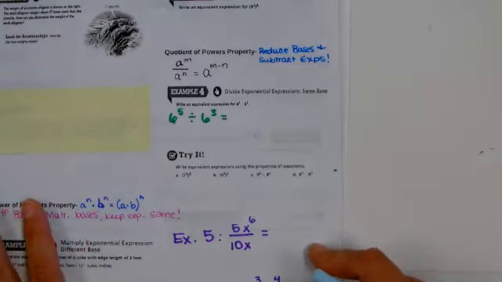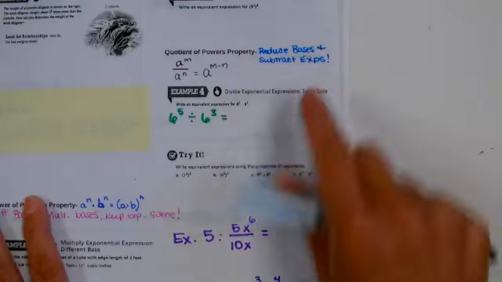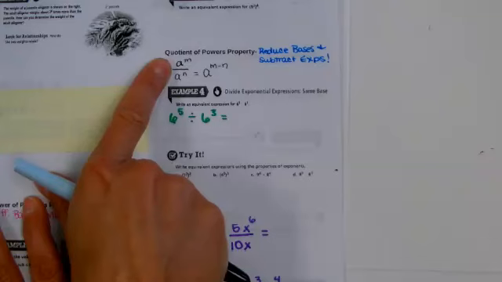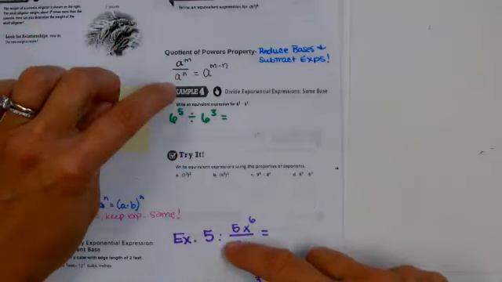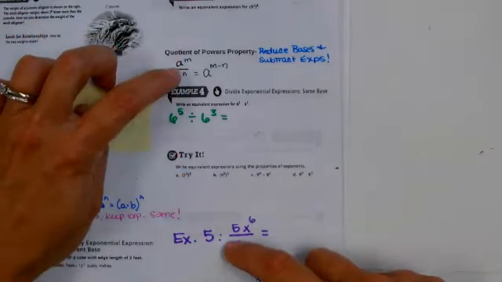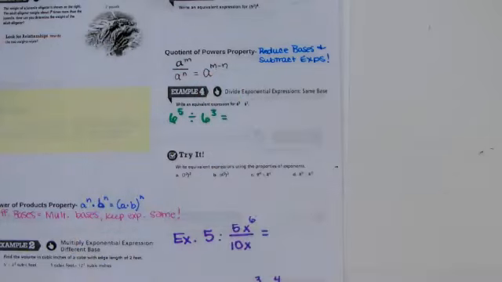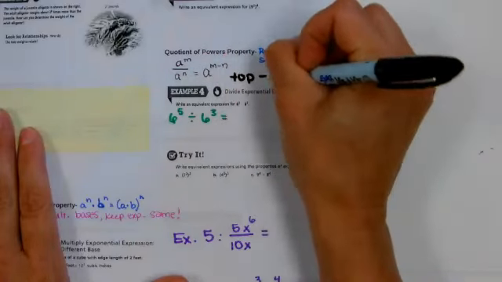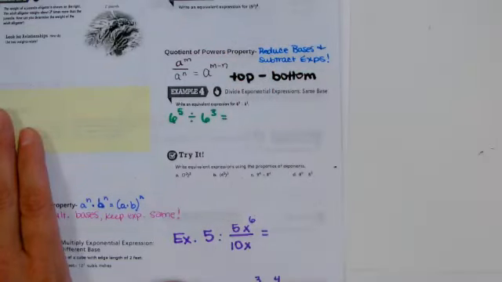The quotient of powers property: we are going to reduce our base numbers and then subtract our exponents. In general, if you have a base of a and an exponent of m, divided by the same base of a and an exponent of n, then you keep the base a and subtract those exponents. Something to note is that when we subtract our exponents, it is always top minus bottom. We can't go the other direction. That's our first note.